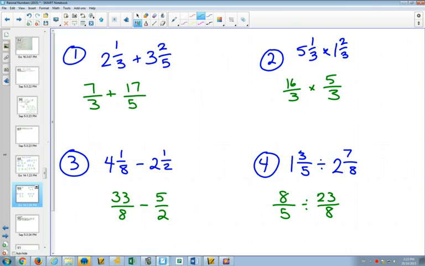So if we're adding fractions, we need common denominators. So the common denominator here is 15.